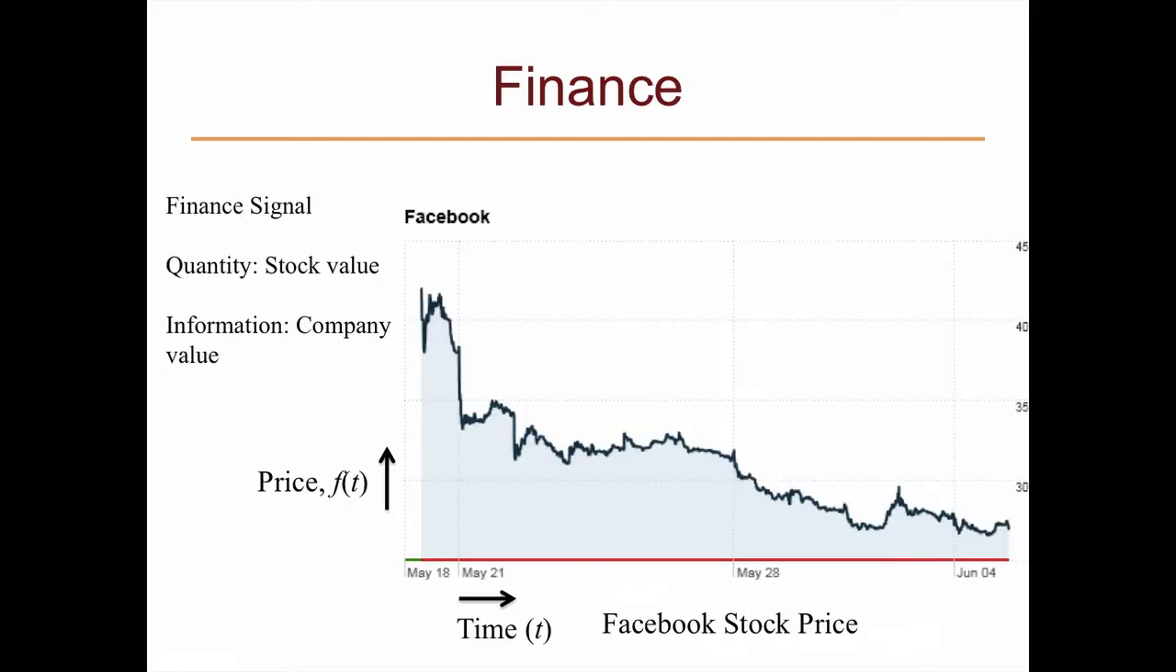We can also think of something that is so far away from us, like finance, as a signal. In terms of finance, we can measure the stock value as the quantity, and the information in this stock value variation would be something like company value. This example shows the variation of Facebook stock price over time. We can think of it as f(t), the stock price as a function of time, and you will see the variations just like this.